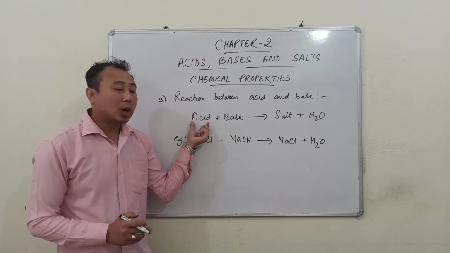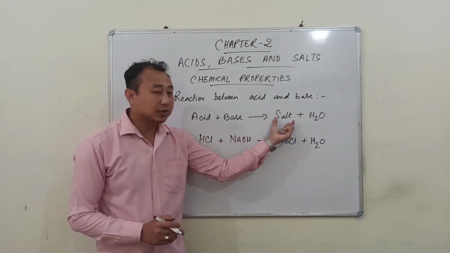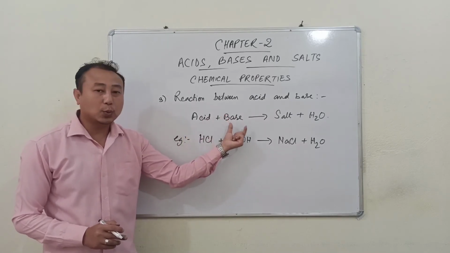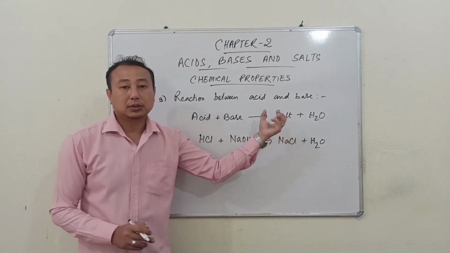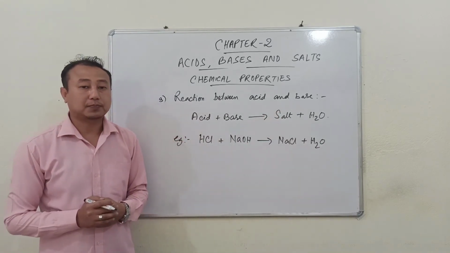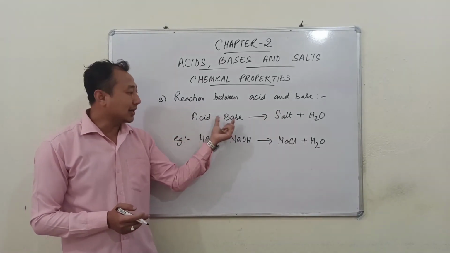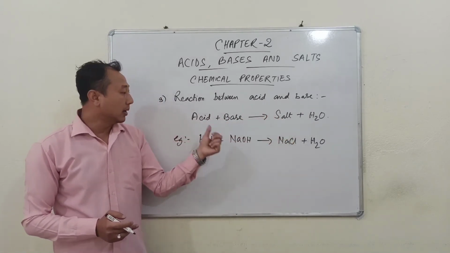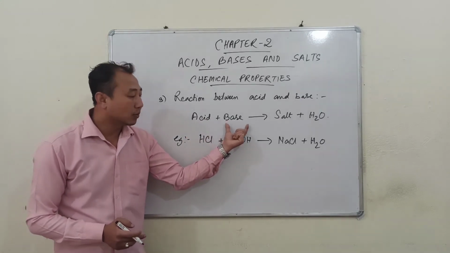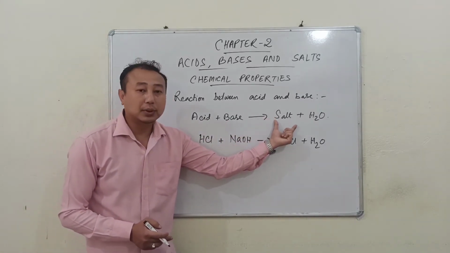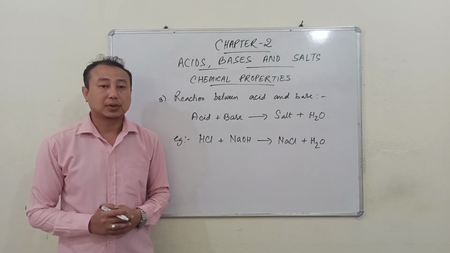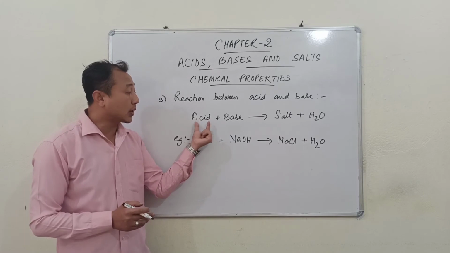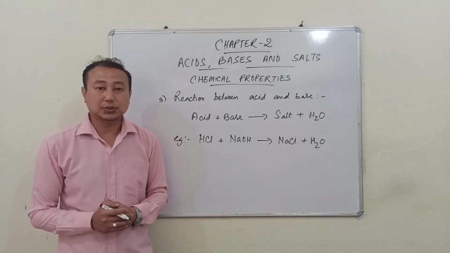Depending upon the strength of the acid and the base, the nature of the salt also varies. If we react a strong acid with a weak base, then the salt that will be formed turns out to be acidic in nature. If the strengths of the acid and the base are equal, then it forms a neutral salt. But if we react a weak acid with a strong base, then the salt formed will be basic in nature. So the nature of the salt formed during a neutralization reaction depends upon the strength of the acid and the base that is used.